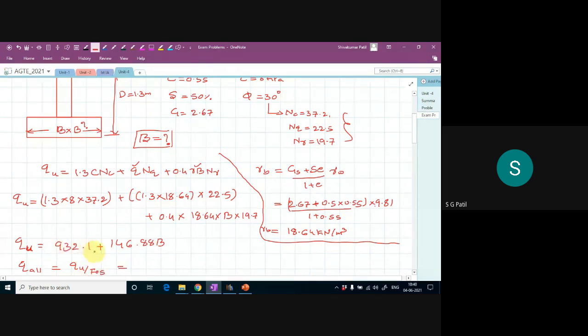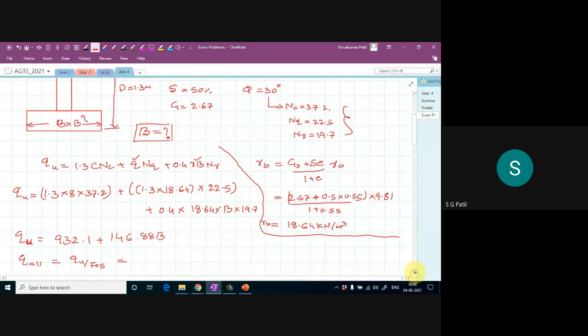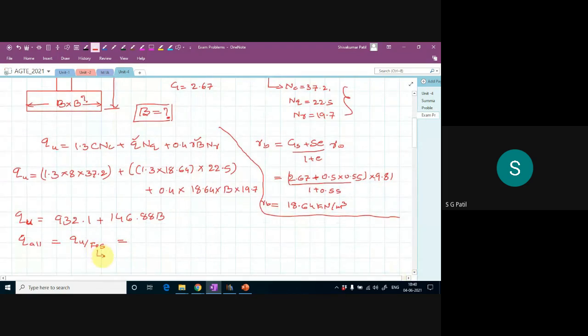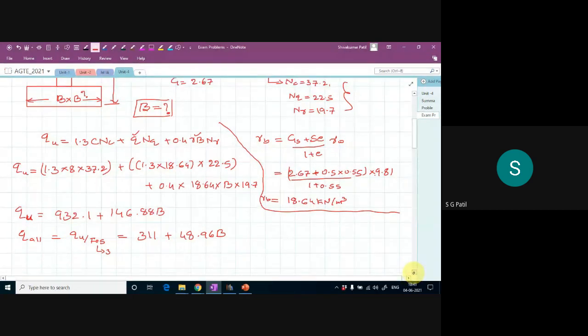So 932.1 divided by 3 is how much? Factor of safety is 3, no? This factor of safety is 3. So if I divide 932.1 by 3, I will get 311 plus, again, if you divide 146.88 B by 3, you will get 48.96 B. Okay. Now, what is the applied pressure?